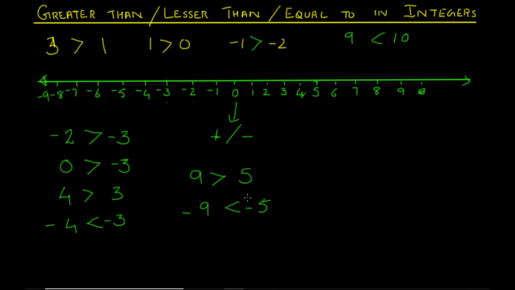Let me recap that. 0 is less than every positive integer, since 0 is to the left of every positive integer. Next fact, 0 is greater than every negative integer, since 0 is to the right of every negative integer. And every positive integer is greater than every negative integer.